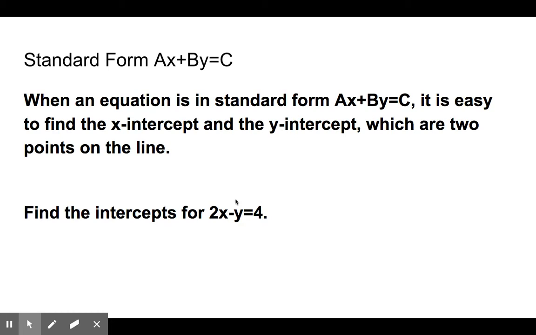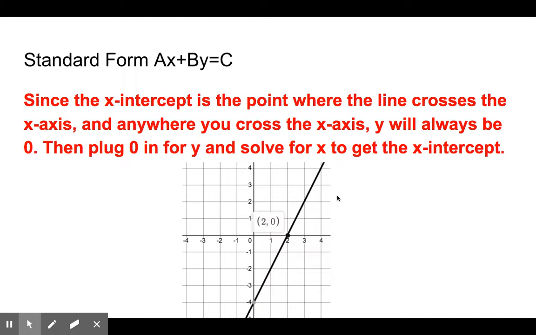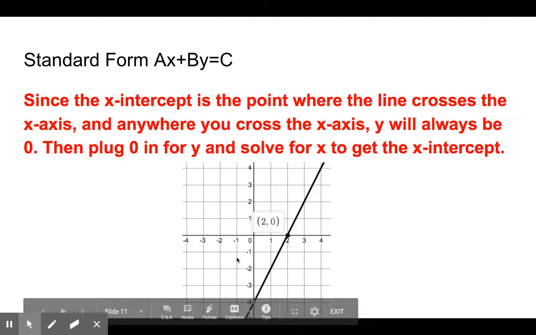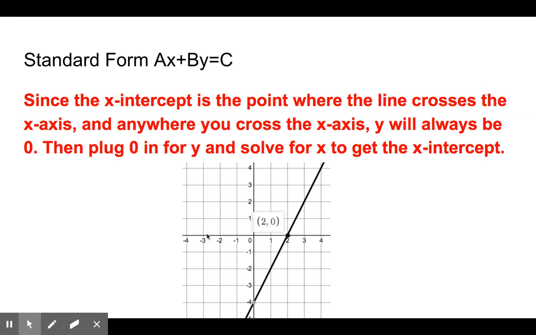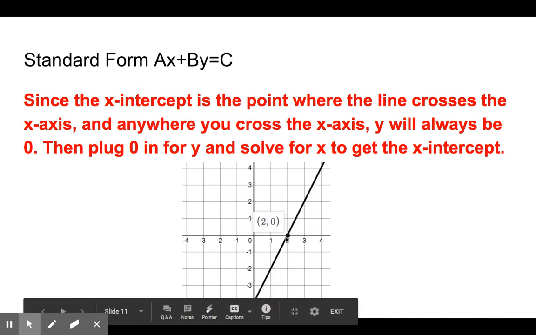So let's take an example here. Here's an equation in standard form. Let's find the intercepts for 2x minus y equals 4. Since the x-intercept is the point where the line crosses the x-axis, anywhere a line crosses the x-axis, the y will always be equal to 0.